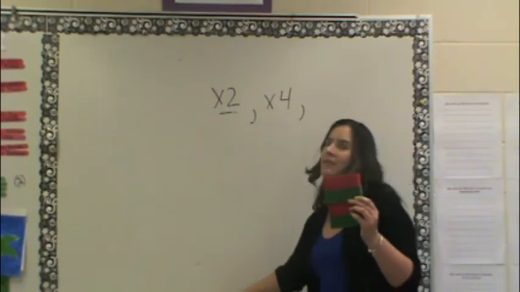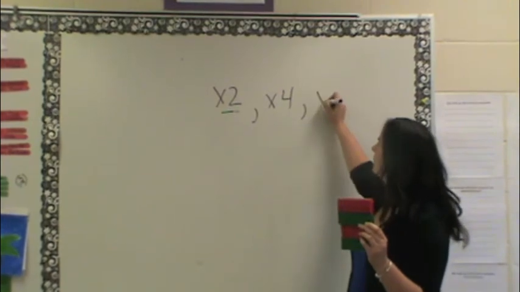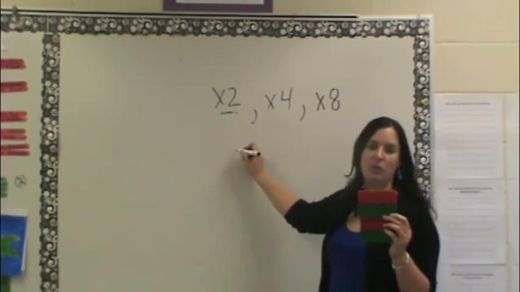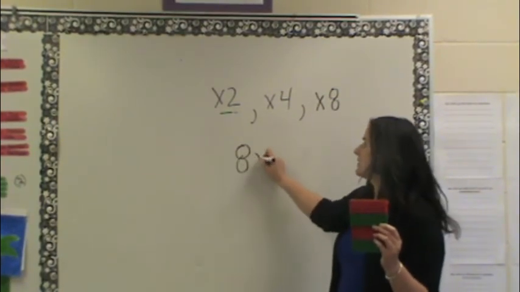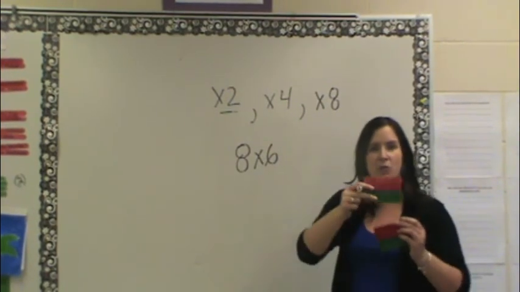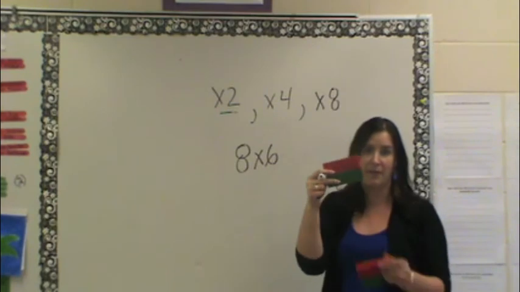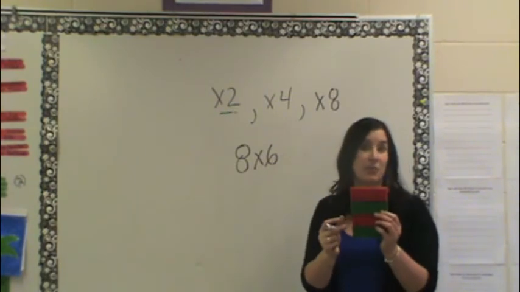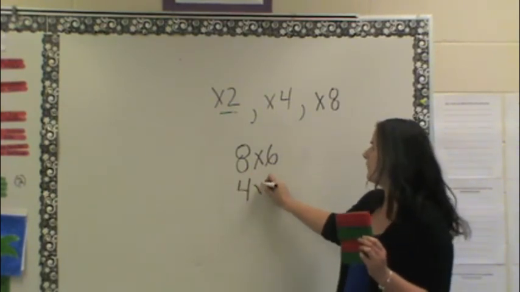So again, if what I'm looking at is 8 times 6, and I don't know what the answer to that is, I can always think about what my 4 times 6 was, because I know that 8 times 6 is really just the double of the 4. So what's my 4 times 6?